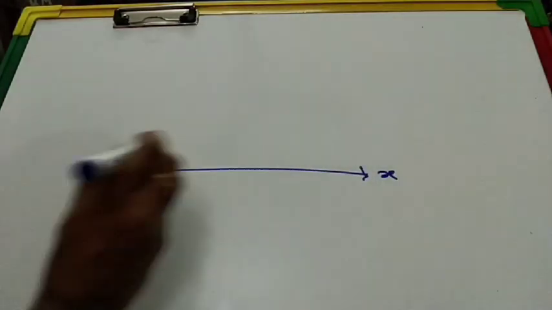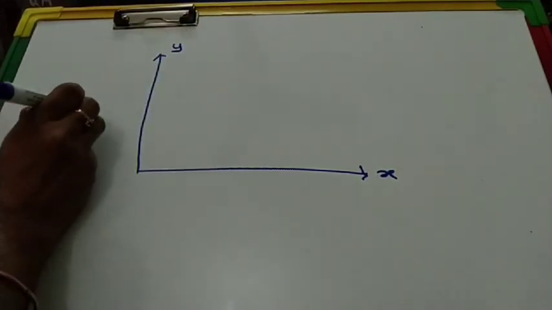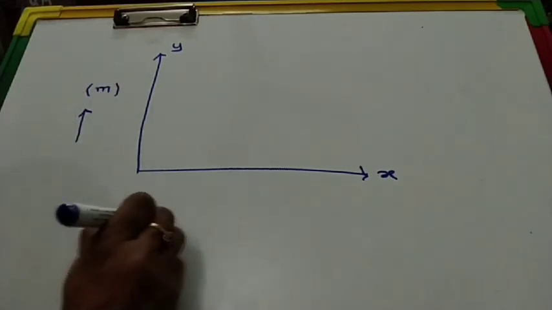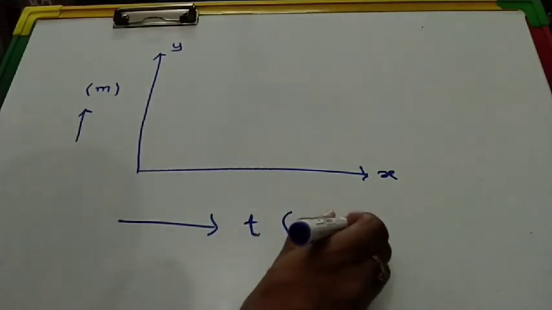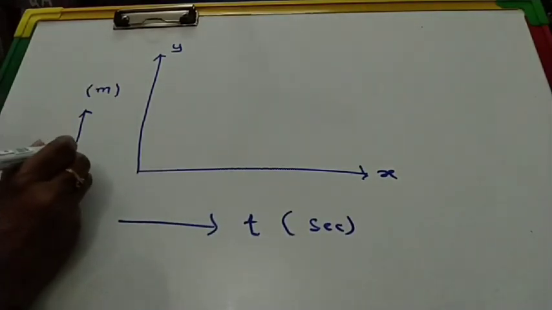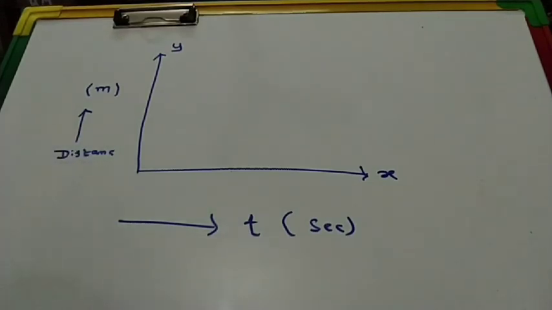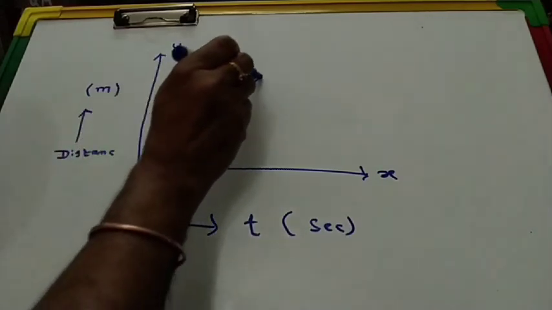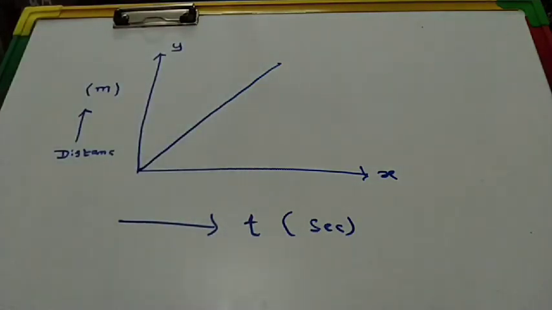Now go for graph number 2. Take the x-axis, take the y-axis. On the y-axis we take distance in meters. On the x-axis we took time, in seconds. Now we got a straight line like this, which lies between x and y. What did we understand from this graph? Now go for discussion.